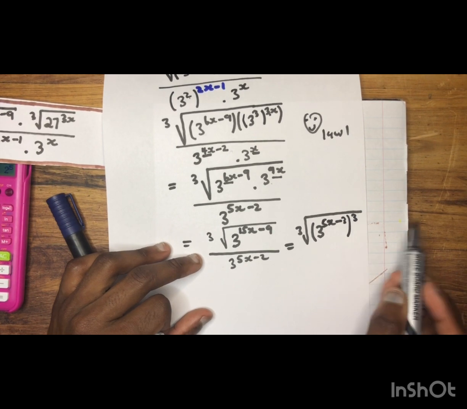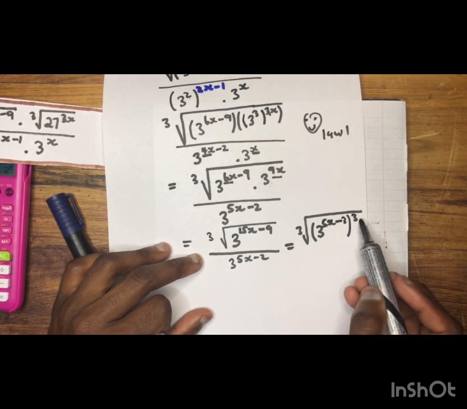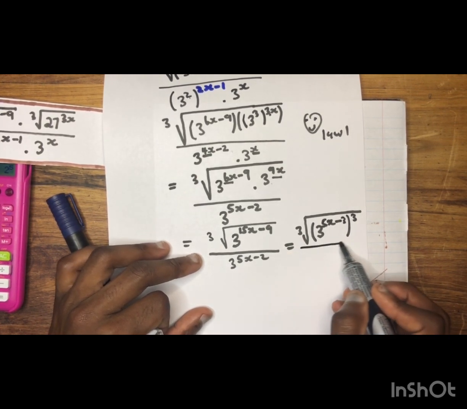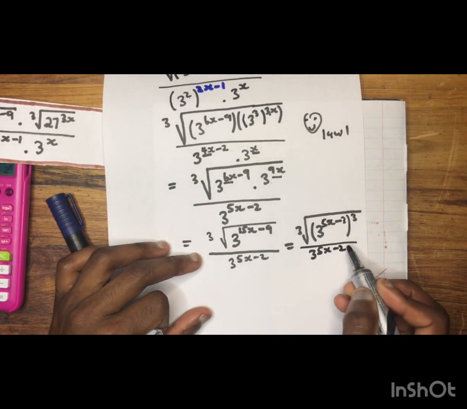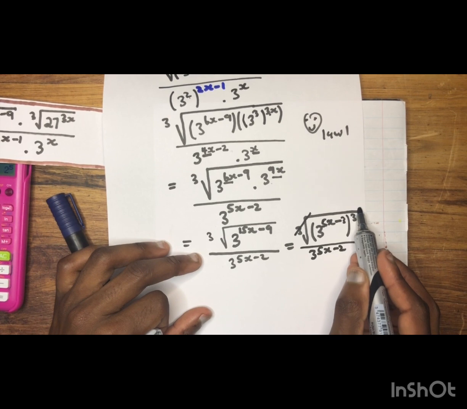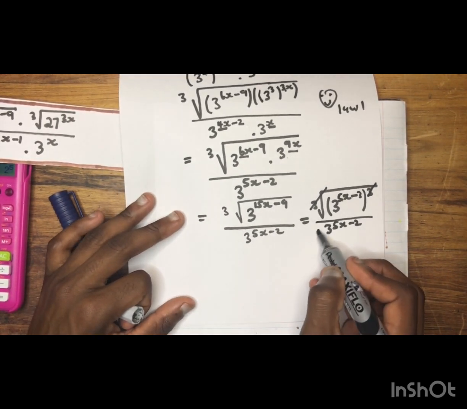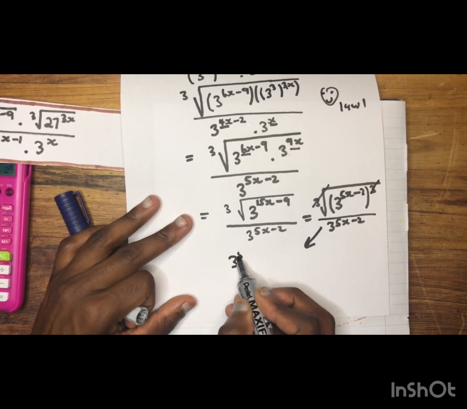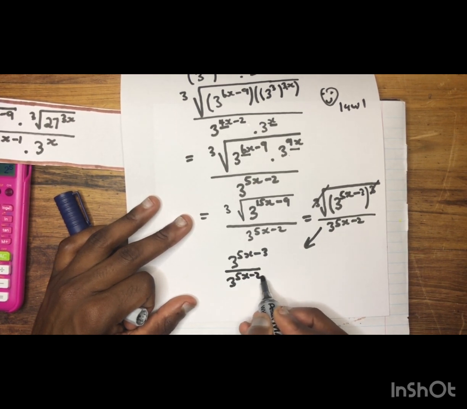Because if we're using law number 1, if I say 3 times 5, we are still getting 15x. If I say 3 times -3, we are still getting -9. Then all over 3 to the power 5x minus 2. Can you see this cube root will cancel this cube? So now we have 3 to the power 5x minus 3 over 3 to the power 5x minus 2.